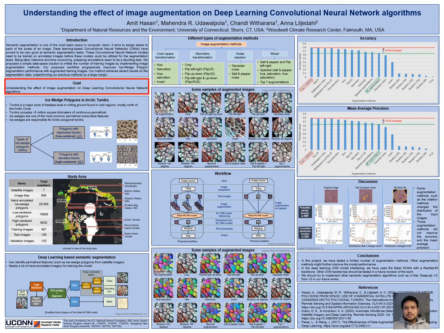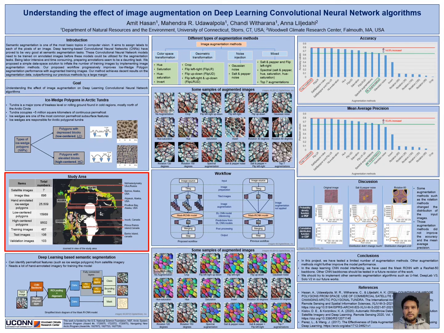The objective of this project is to understand the effect of image augmentation on deep learning convolutional neural network algorithms. Before jumping into the augmentation methods, let me discuss the iso-edge polygons in Arctic tundra. Tundra is a major zone of treeless level or rolling ground found in cold regions like the north of the Arctic Circle. Tundra occupies a huge portion of the continuous permafrost or permanently frozen grounds in the Arctic region. One of the most common features of this region is iso-edge.